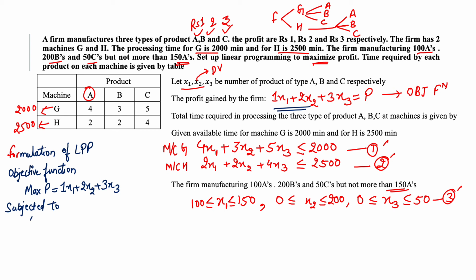my first constraint, which is 4x1 plus 3x2 plus 5x3, and it is less than 2000. That is my first constraint equation. Second is 2x1 plus 2x2 plus 4x3 less than 2500. Okay, so these two are my constraints, and then I am having the non-negative constraints.